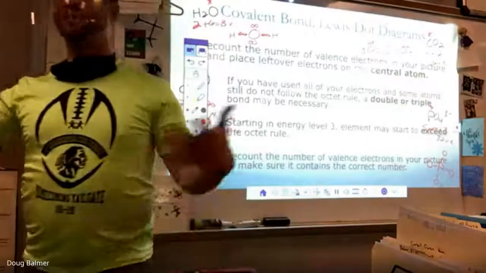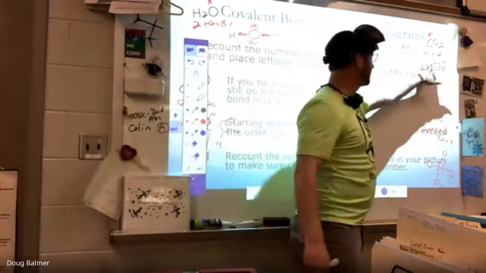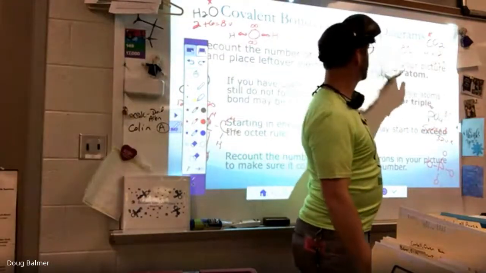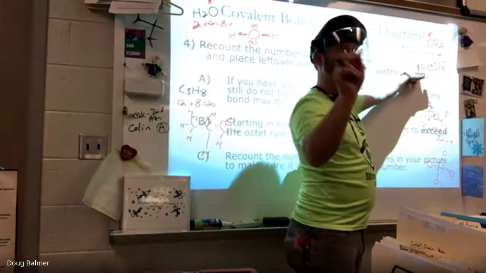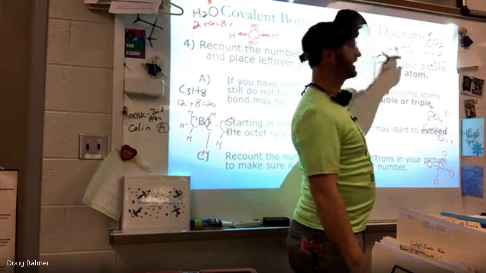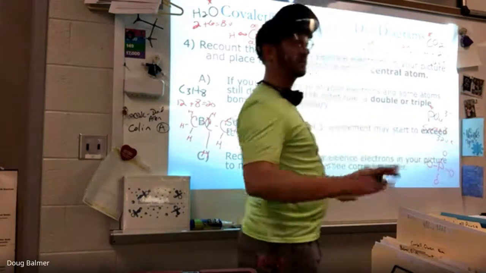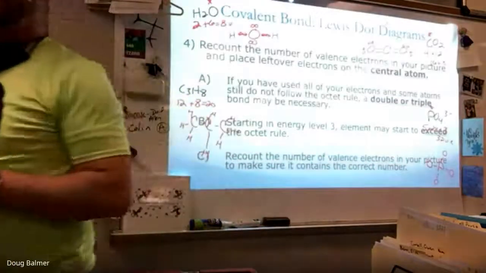Now, do you go crazy and keep doing that? No, every time you stop and double check. Do I have 16 electrons? 2, 4, 6, 8, 10, 12, 14, 16. Check. Do I have 8? 2, 4, 6, 8. Yes. Everybody's satisfied with an octet. You're done with that picture.